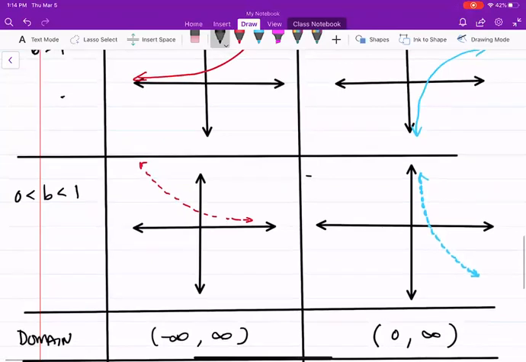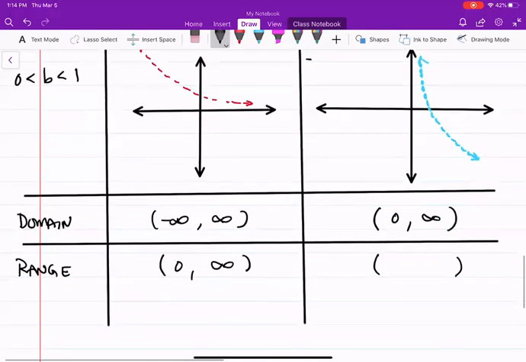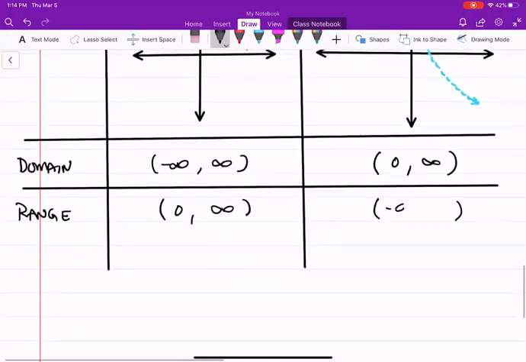The bottom is pointing towards what? Towards the bottom, which is negative infinity. And the top points towards the top. So it's going to be negative infinity to positive infinity.